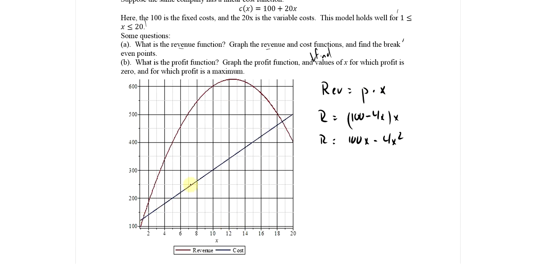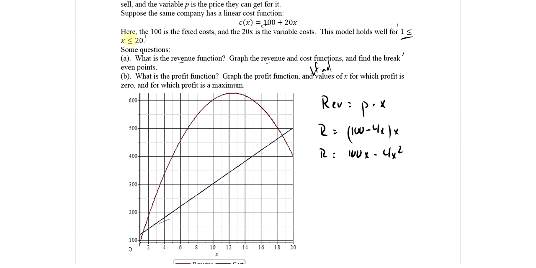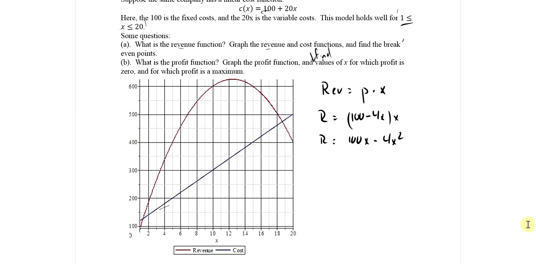This is the cost function, right? C equals 100 plus 20x. Slope of 20, y-intercept 100, right? So there's my y-intercept, it's down here, slope of 20. Note that this graph doesn't actually go over to 0, so 0 is over here a little bit. It's just graphed from 1 to 20 because my domain is from 1 to 20. It doesn't hold outside of that, so we don't include the 0. But it's a line, 100 plus 20x. There's the line. Okay, so this is my revenue, this is my cost.